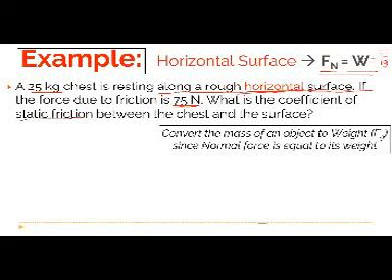So if this is the object, then this is the horizontal surface. The direction of the force due to gravity is always downward. So this is our force due to gravity. And then our normal force is perpendicular to the surface.